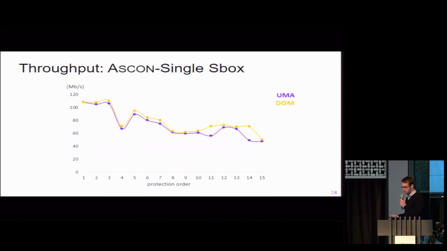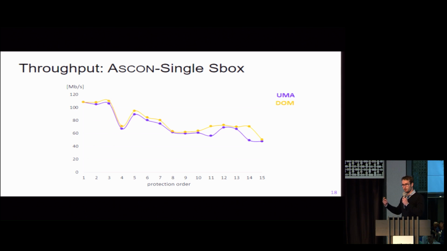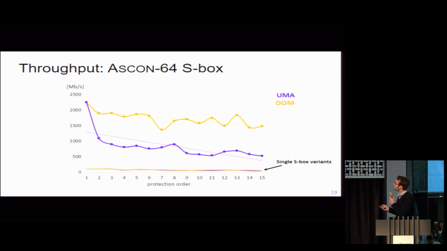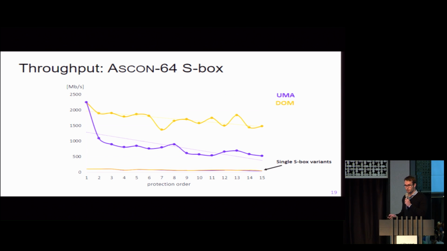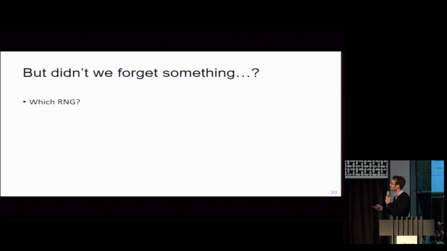Also in terms of throughput, it shows quite a similar picture. For the single S-box variant, the throughput also looks quite similar. But for the higher order, or for the 64 S-box ASCON implementations, there's a gap between UMA and DOM.